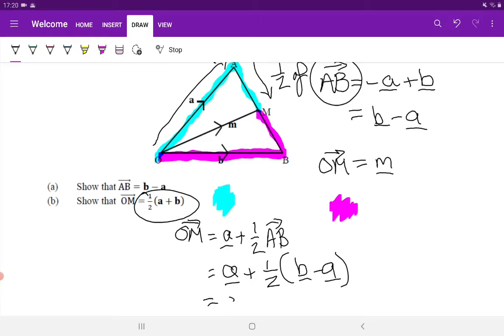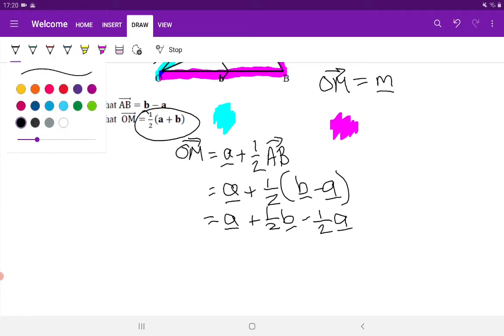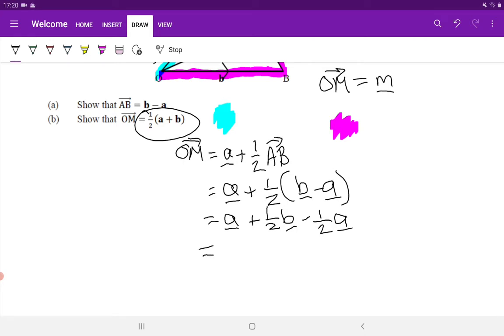If we multiply that out, that's going to be A plus a half of B minus a half of A, which is going to be, obviously if we do a bit of tidying up algebra wise, A take away a half of A is a half of A plus a half of B, and we can obviously take the half out as a common factor. Okay guys, and that is the answer that we are looking for. And that's one way of doing it.